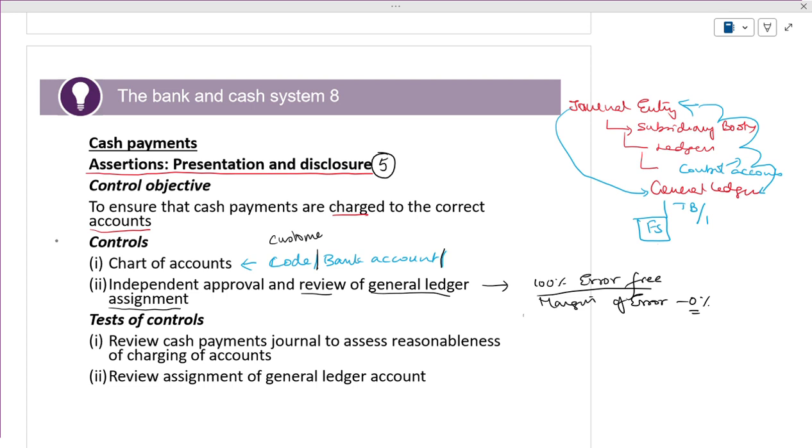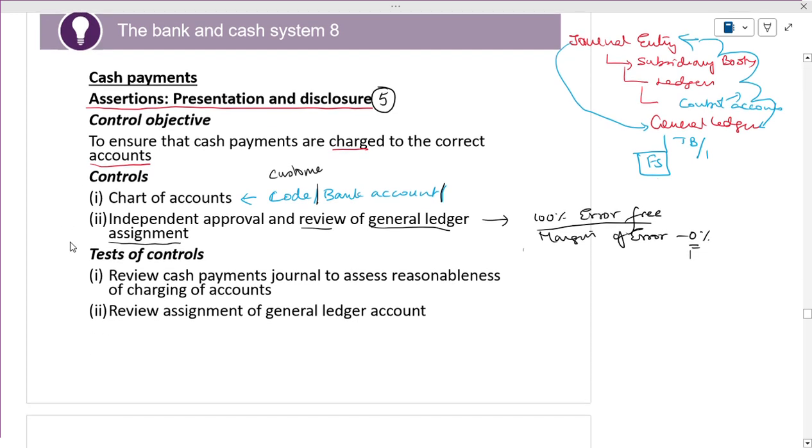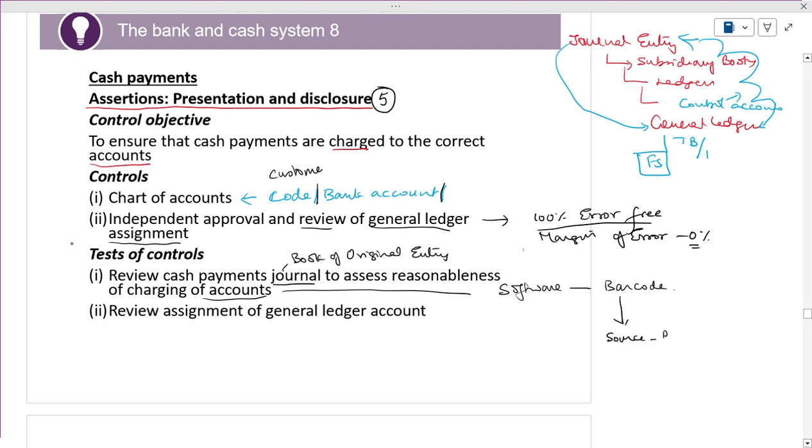Now what you are doing is test of controls, review of cash payments, journals. Journal is nothing but the book of original entry. Why are we talking about charging of accounts? Most of the time it is based on the software. You have a barcode. What is the source? What are the back end operations?